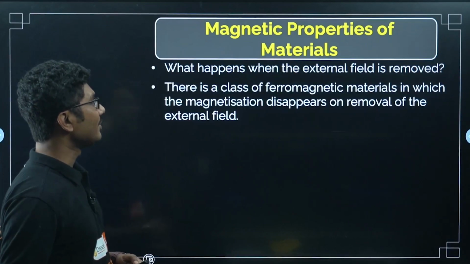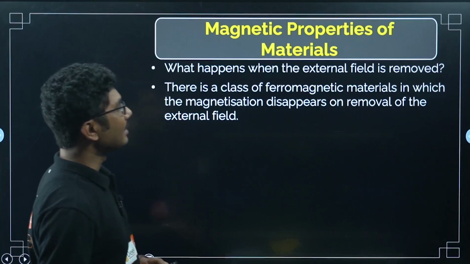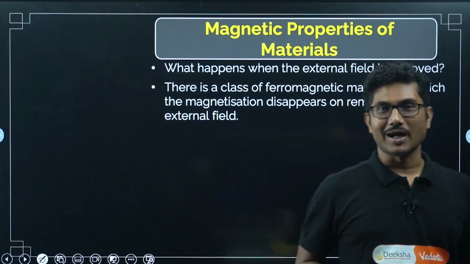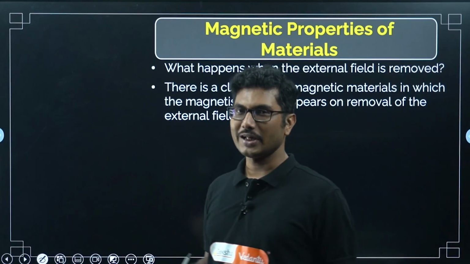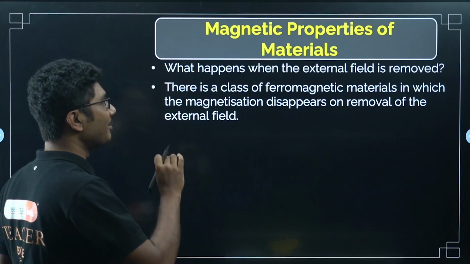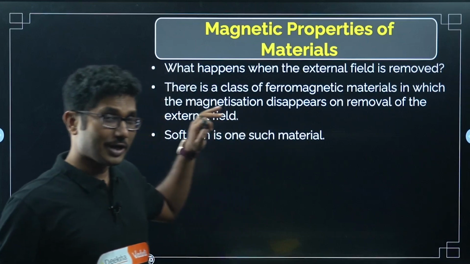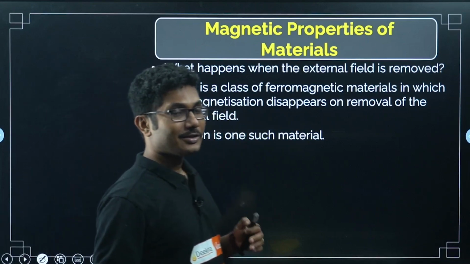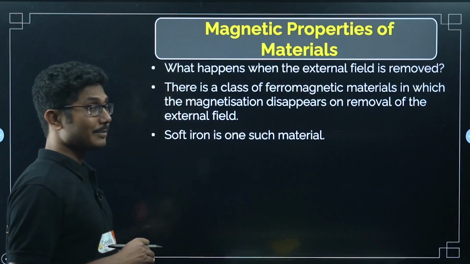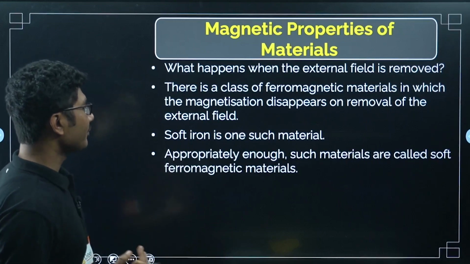What happens when the external field is removed for some materials? In some, magnetism disappears on removal of the external field. As soon as the teacher leaves the class, the students start shouting, and it is chaotic again. This is also true for some materials. Soft iron is one such material. They also have some uses. Instead of permanent magnets, soft magnetic materials also have use. Appropriately enough, such materials are called soft ferromagnetic materials.